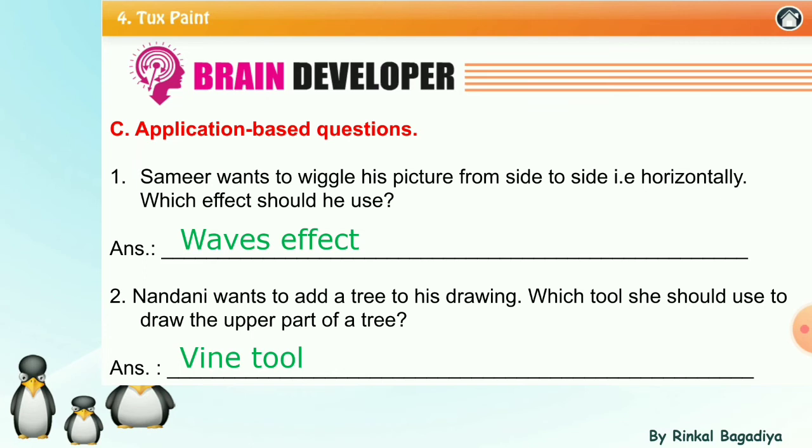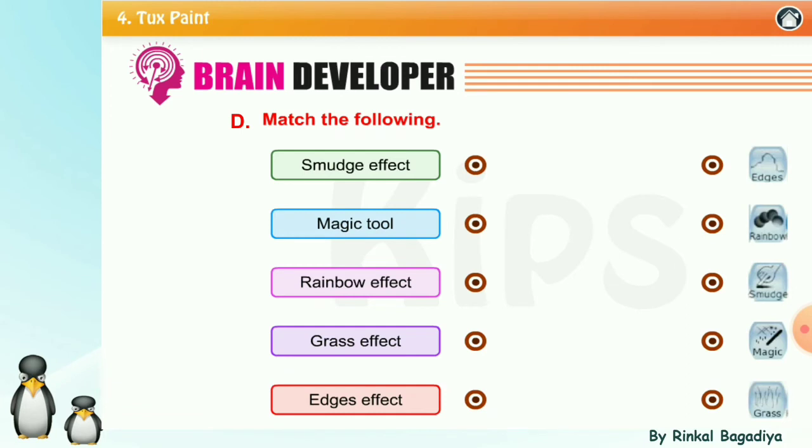Next, question D, match the following. Very easy. Here we have to match the tool name with the image of the tool, the symbol of that tool. First is smudge tool. Where is the smudge tool in the second column? Yes, number 3. So match first with third, smudge effect. Second is magic tool. Where is the magic tool? Number 4. So match the magic tool with magic.